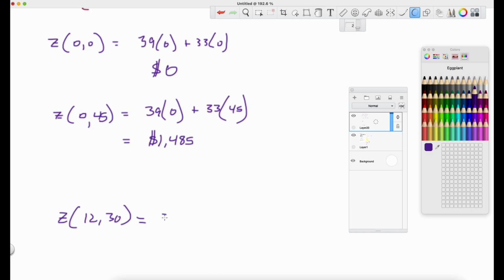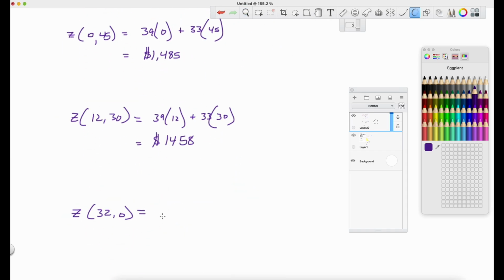All right, next one, we got 39 times 12. So we got a little bit of a mix here, right? We're going to make 12 lamps and 30 lamps of the other sort. 39 times 12 plus 33 times 30. We get 1458. Okay, and then the last one, we're going to make 32 of the $39 lamps. I'm not going to make any of the $33 lamps. 39 times 32, 1248.